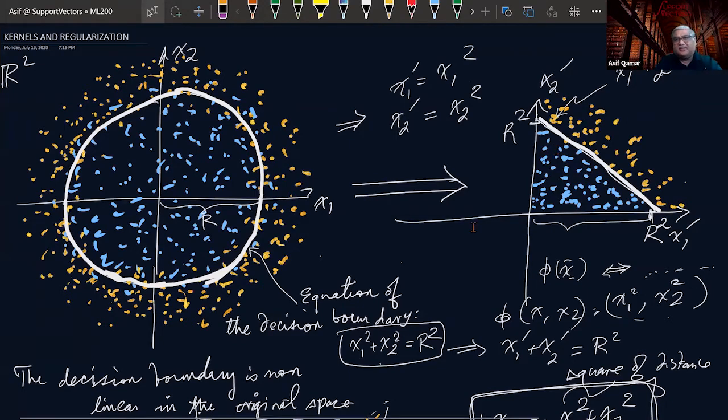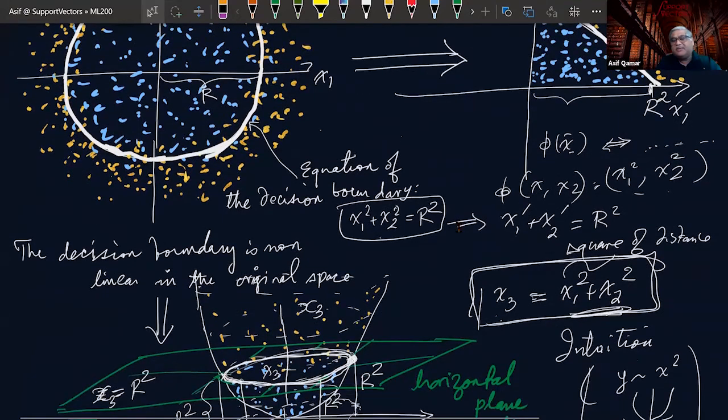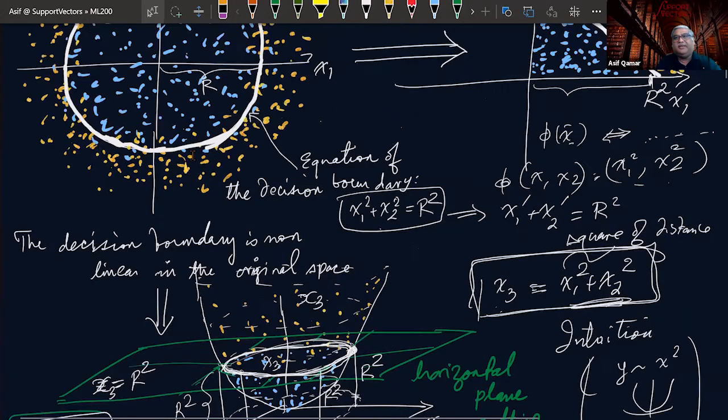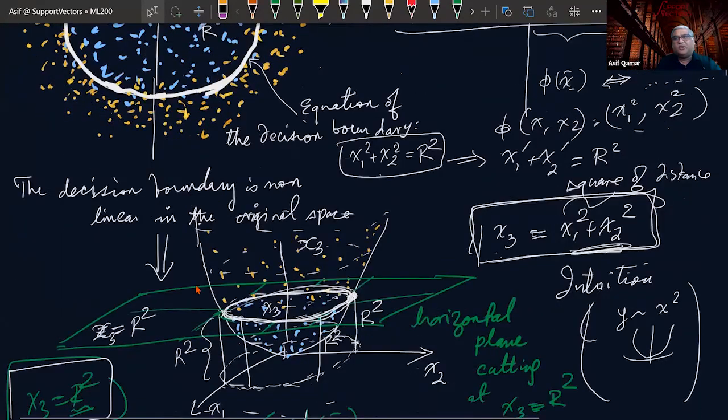Then the other way is, and the same thing, we can do it in multiple ways. So this other way that we could do it is, you could actually lift to a higher dimension. What you do is you create a variable x3, which is the square of the distance from the origin of each point. Because it's the square of the distance, it is x1 square plus x2 square, it will have a parabolic shape. And in the parabolic shape, the blue points will be towards the bottom of the parabolic surface, and the yellow points will be everything above it.